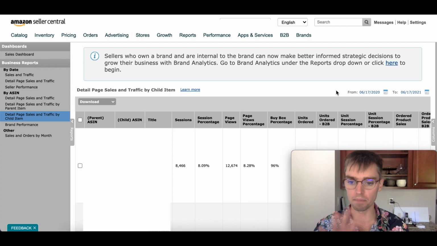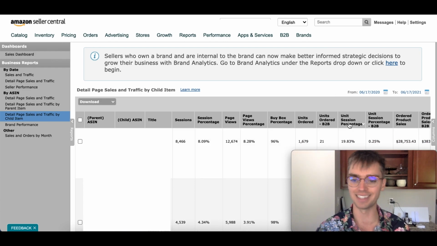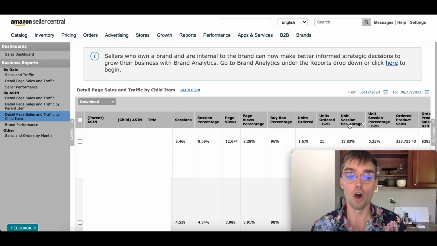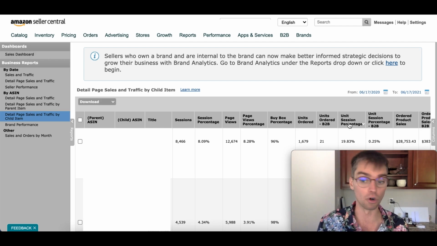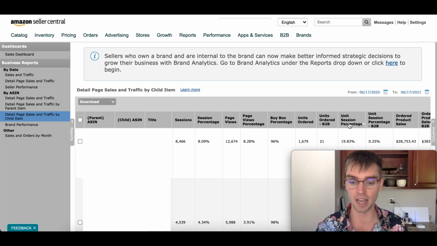Then the two places that we want to look for our unit session percentage rate are, number one, pretty obvious. Let me scroll down. There we go. It's the unit session percentage column, okay? This is going to give you your unit session percentage by child ASIN or SKU, or just on that micro product level, okay?